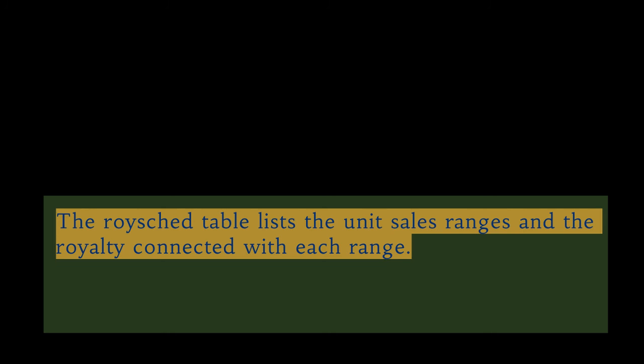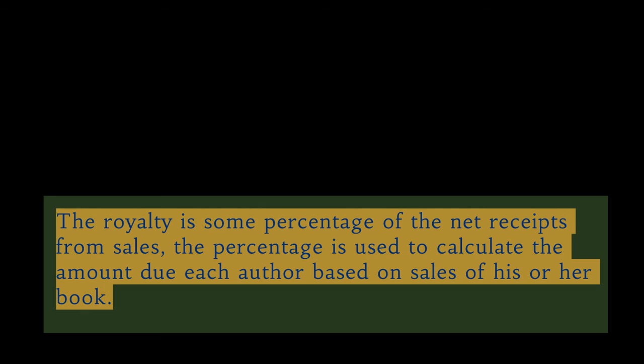The ROI schedule table lists the unit sales ranges and the royalty connected with each range. The royalty is some percentage of the net receipts from sales. The percentage is used to calculate the amount due each author based on sales of his or her book.